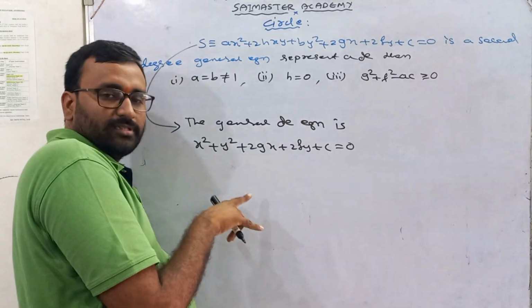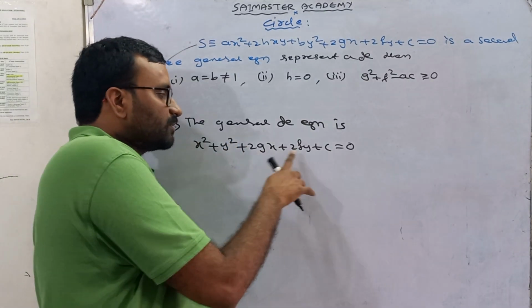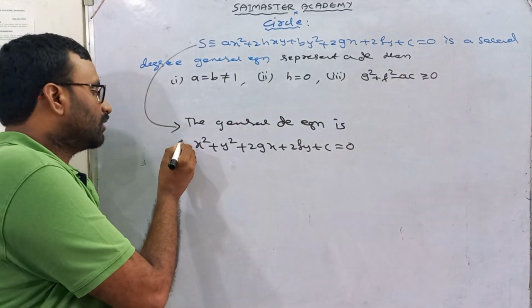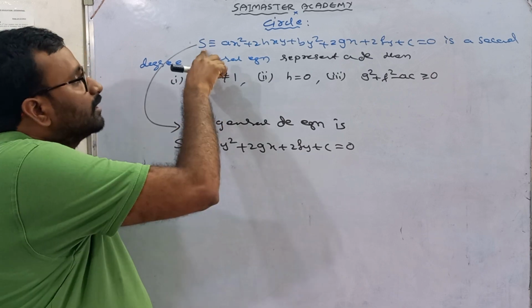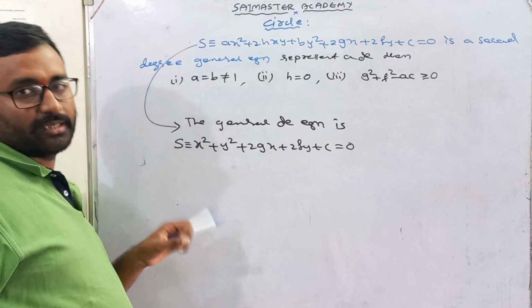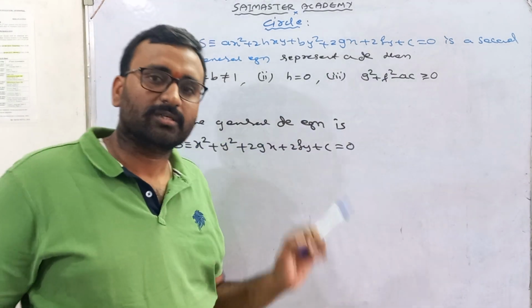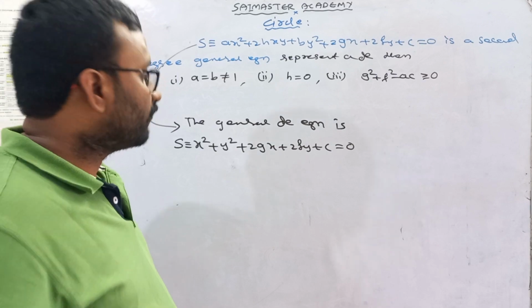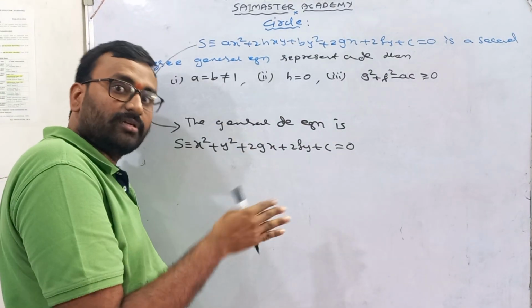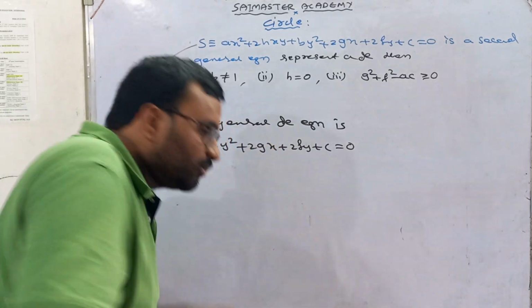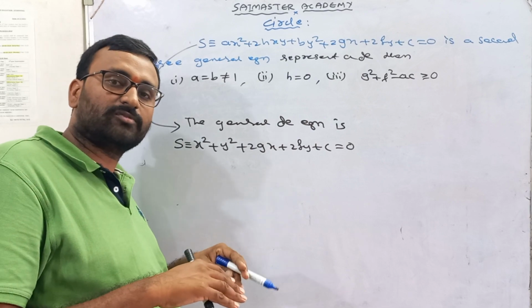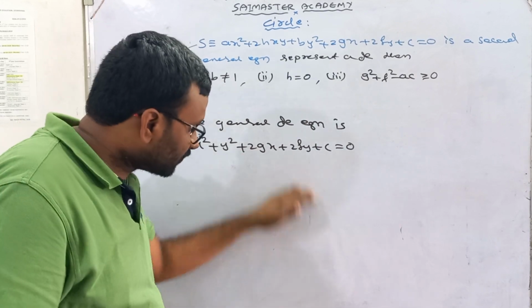So the general circle equation is x square plus y square plus 2gx plus 2fy plus c equal to 0, and this is also denoted with S. I am repeating once again: x square plus y square plus 2gx plus 2fy plus c equal to 0. Since this is a circle, it has a center and radius, so we can convert it into the standard form, x minus h whole square plus y minus k whole square equal to r square.